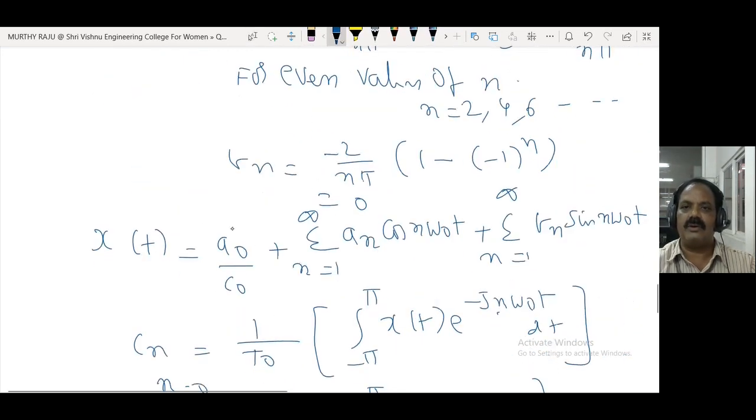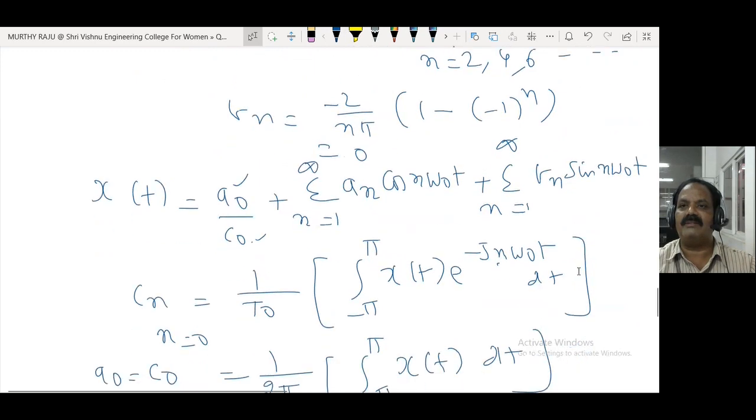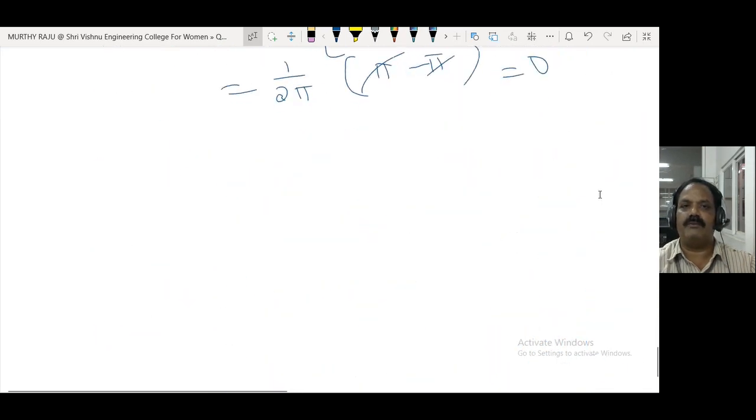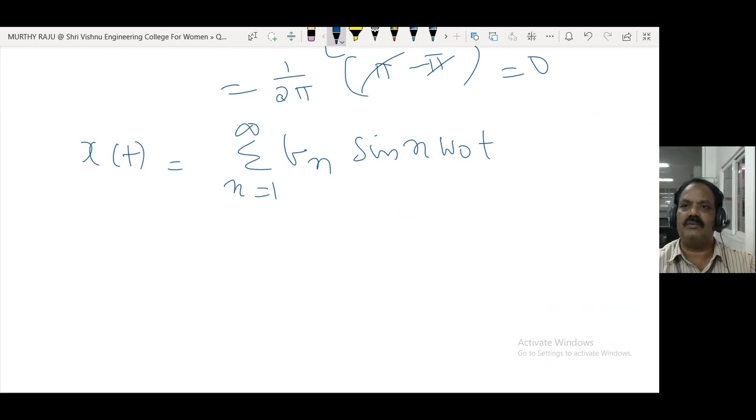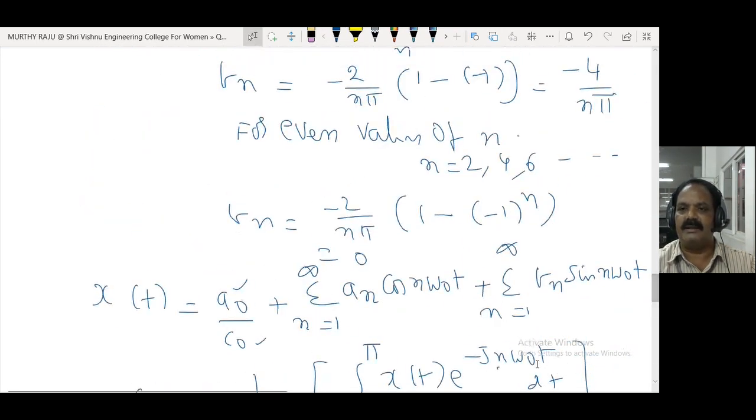Here A naught is equal to C naught, which is 0, and An is also 0. Now the Bn value for odd values is minus 4 by n pi. Therefore, x of t is equal to a naught value 0, An value 0, plus sigma n is equal to 1 to infinity Bn sin n omega naught t.